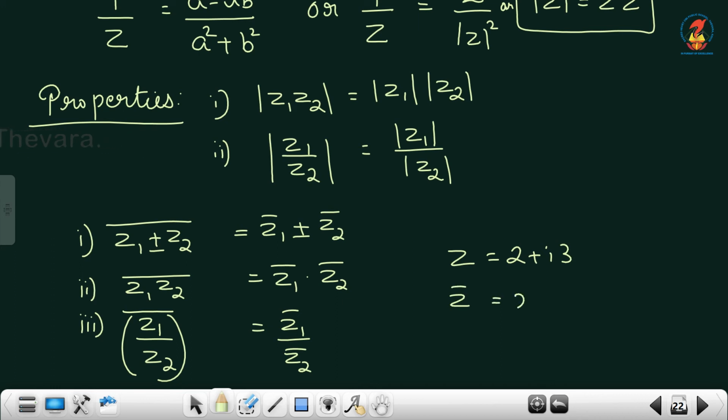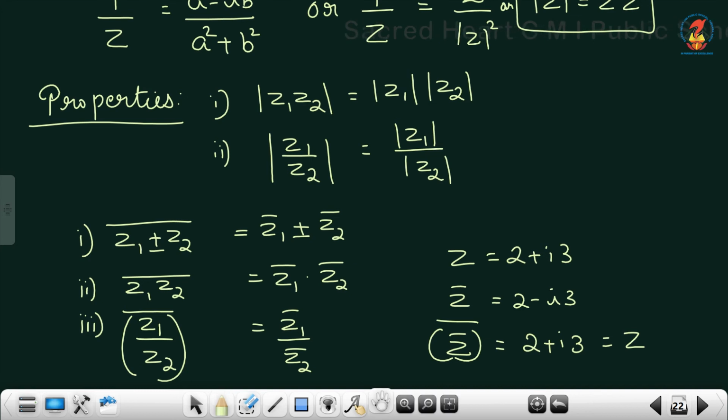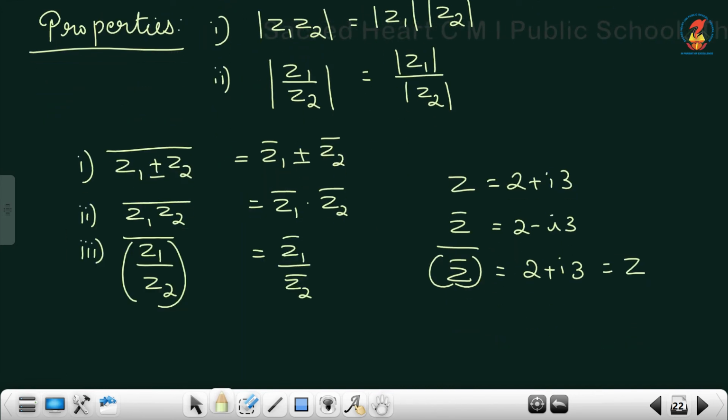Z bar is equal to 2 minus 3i. What is Z bar bar? Take the conjugate of this. That is 2 plus 3i. That is the same as Z. So that is also another property: Z bar bar is equal to Z.